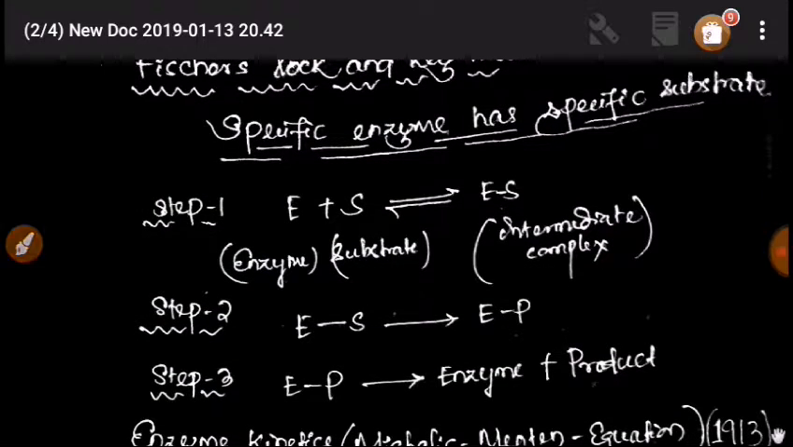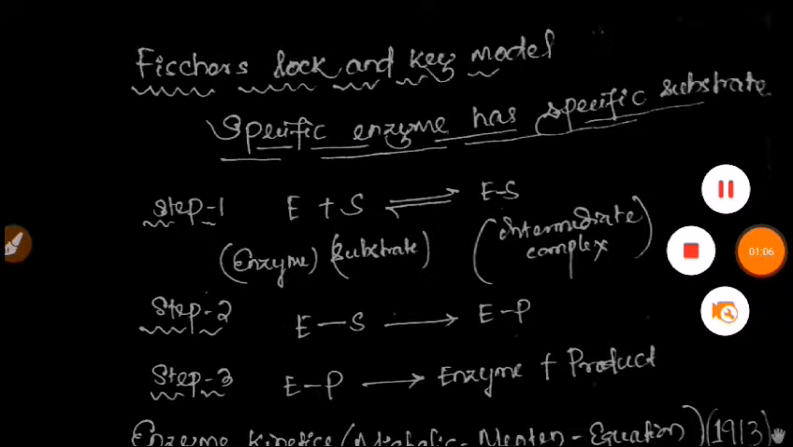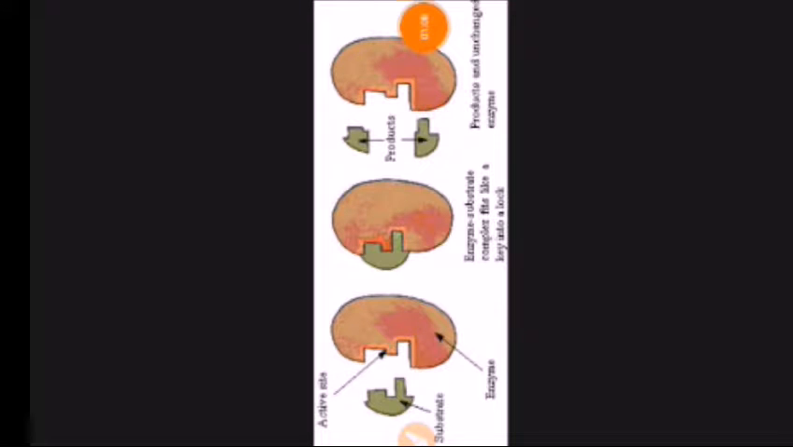Their mechanism is represented by me. This is my handwriting. In step 1, enzyme and substrate will add and give an intermediate complex, the enzyme substrate intermediate complex. Then in step 2, this enzyme substrate intermediate complex will give the enzyme product complex. In step 3, the enzyme product complex will give enzyme plus product.